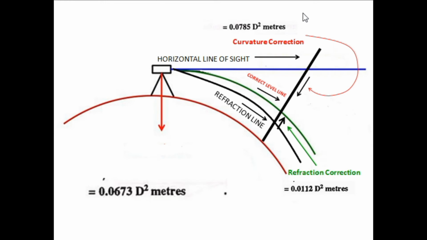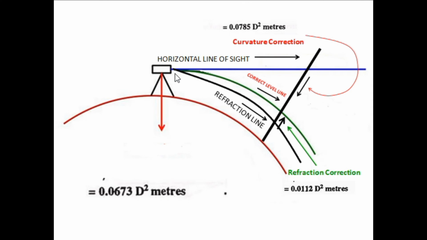So that correction is called curvature correction, and it is calculated as 0.0785 d square, where d is in kilometers and the correction is in meters. There is a derivation in the book, you can study that also for academic requirements. Fine. Now we will reduce this reading by this value 0.0785 d square, where d is the distance of the staff from the leveling instrument. Okay, fine.